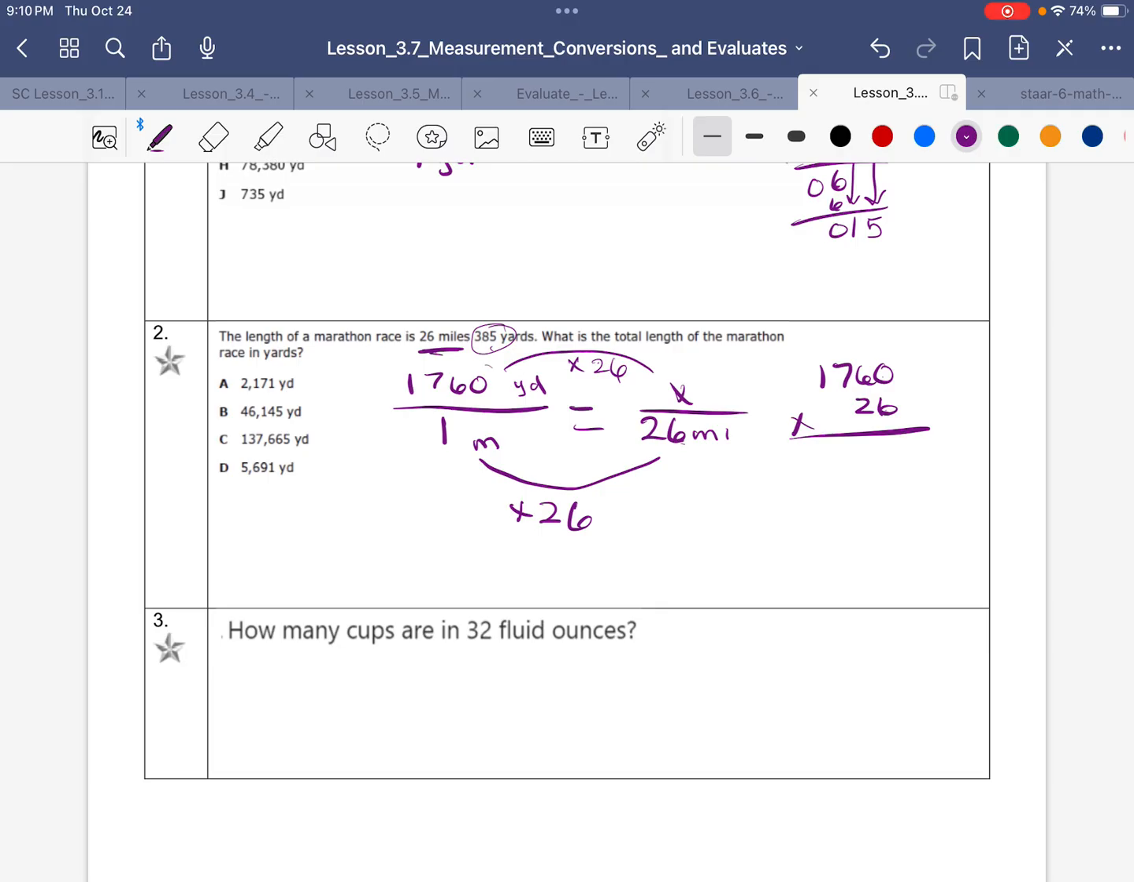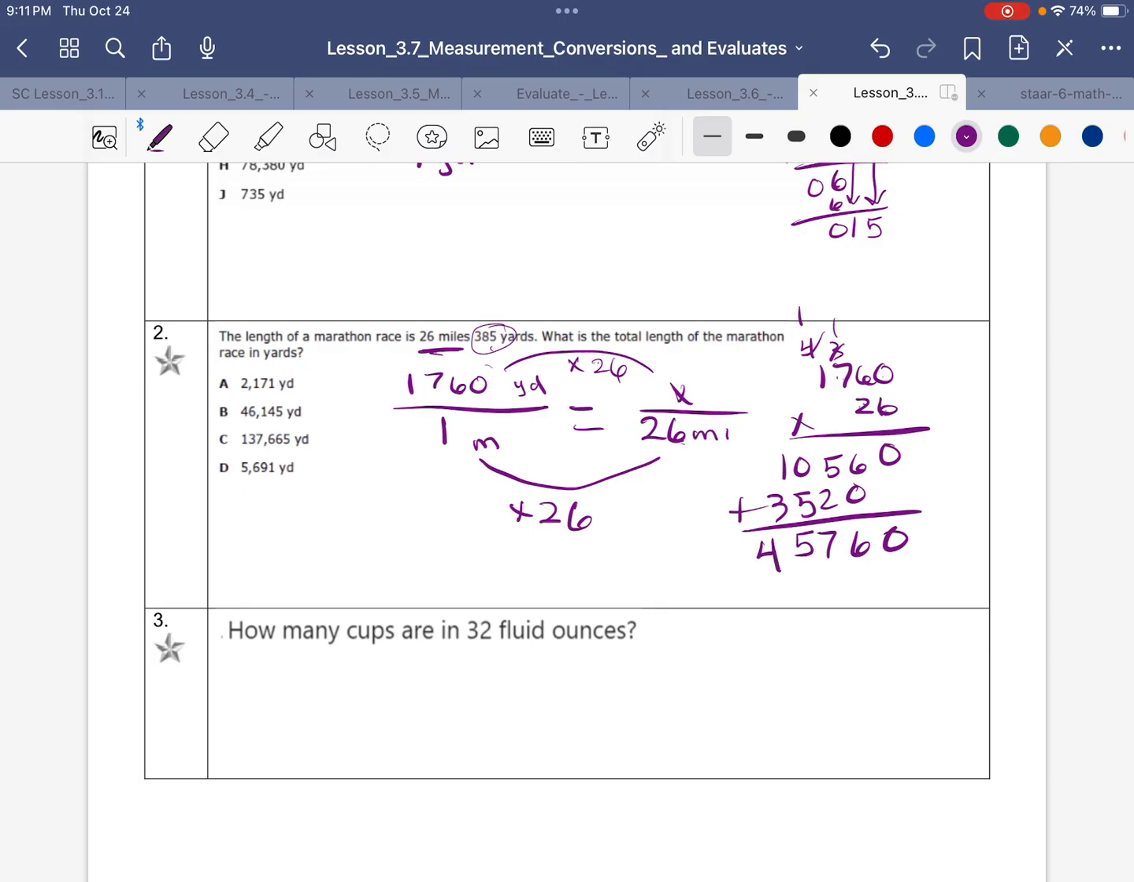6 and 0 is 0. 6 and 6 is 36. 6 and 7 is 42 plus 3 is 45. 6 and 1 is 6, plus 4 is 10. Let's go to the next one. This is 0. 6 and 2 is 12. 2 and 7 is 14, plus 1 is 15. 2 times 1 is 2, plus 1 is 3. And we add them up. So 0, 6, 7, 5, 4.